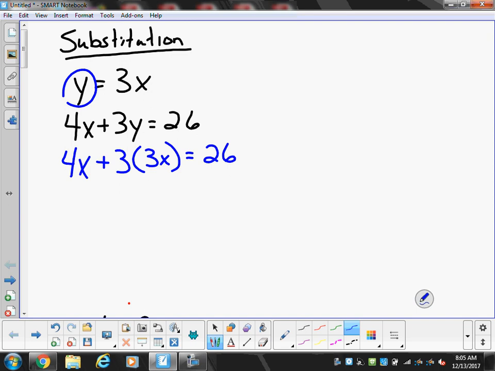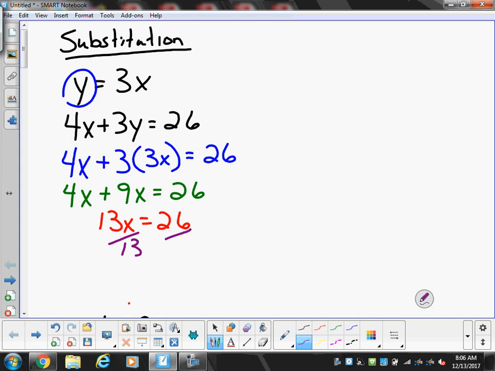From here, all you're going to do is solve for x. And so we're going to multiply 3 times 3x, which is 9x. Okay. The next step is to combine your like terms. So 4x plus 9x is equal to 13x. Okay. And then solving for x, I need to divide both sides by 13, and I get x is equal to 2.